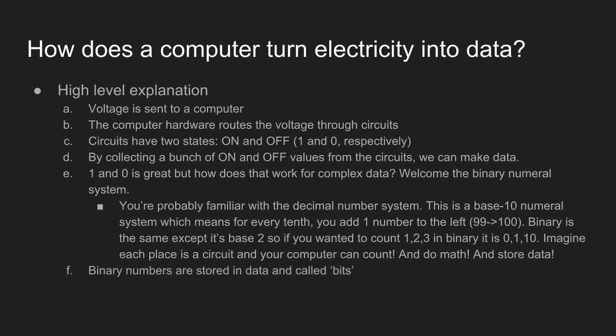And how we represent it is that binary numbers are stored as data, and we call those bits. And then from those bits, we turn them into things that humans can read. So we get our data types, which will make a little bit more sense in a minute.